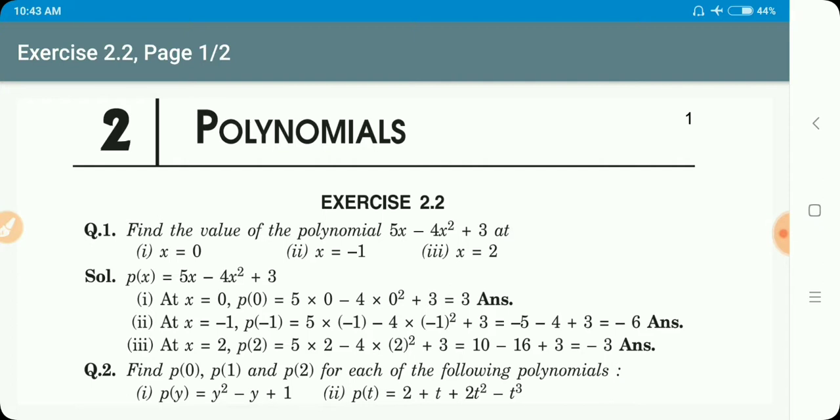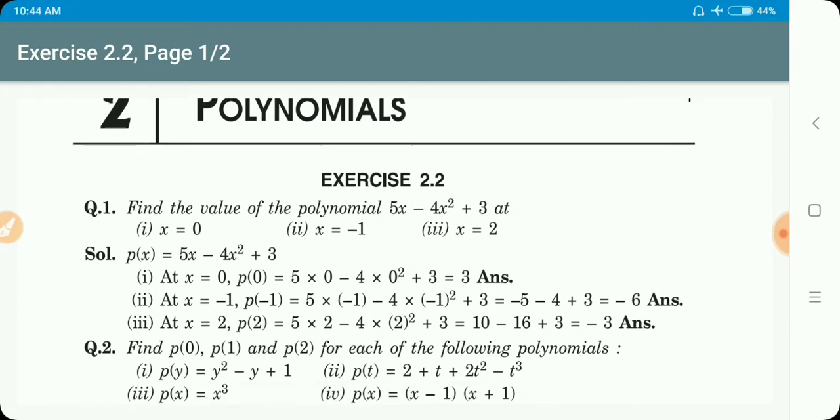I am Ravindra Khandelwal before you with a new exercise 2.2 from the chapter 2 Polynomials of ninth class Maths NCERT. Now I am going to cover exercise 2.2 here.